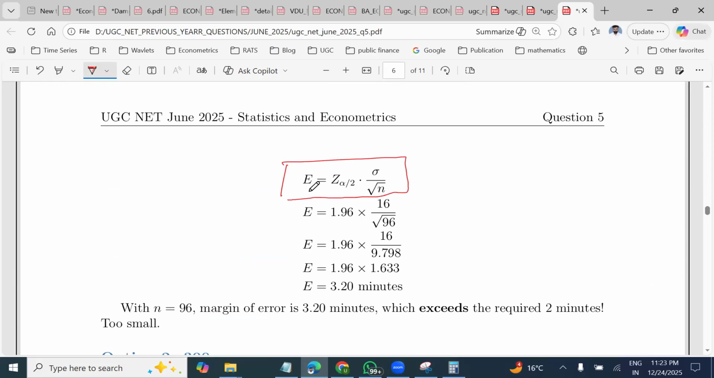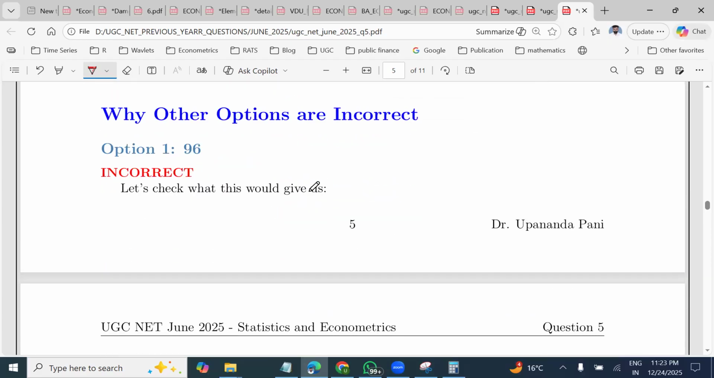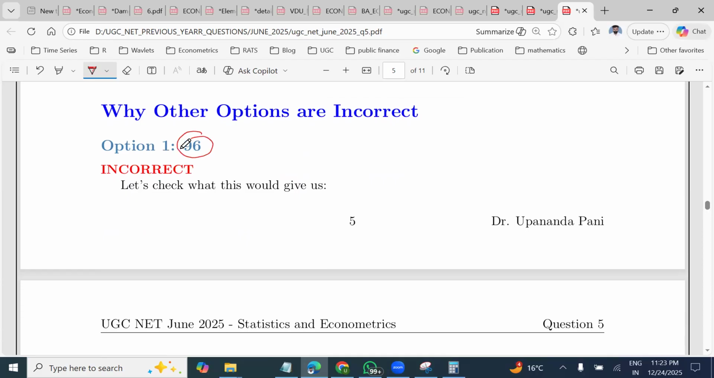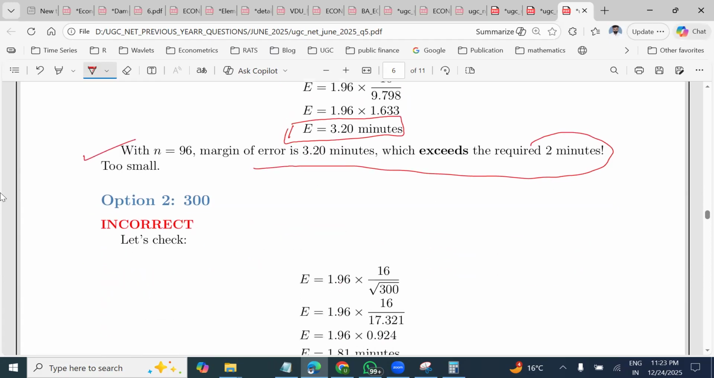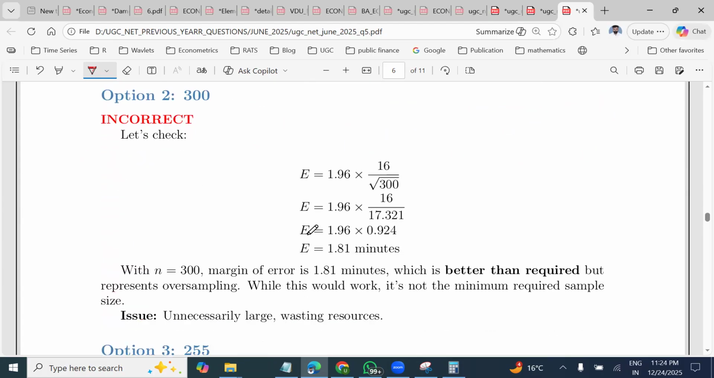You can cross check. Are you getting my point? The first value was 96, Sangeeta, isn't it? Just put this value over here and you see the margin of error exceeds 2 minutes. Is it clear now? Yes, sir. Now option number 2, you can see it is 1.81 minutes.